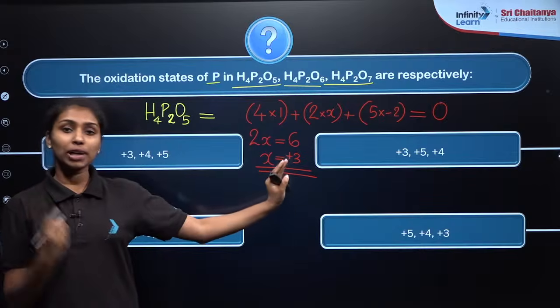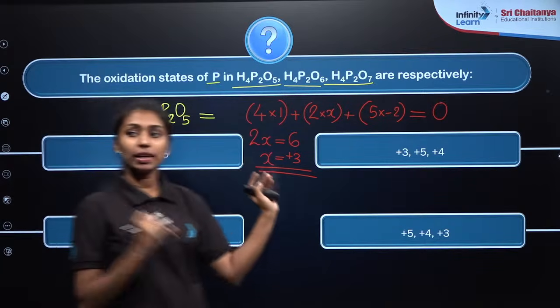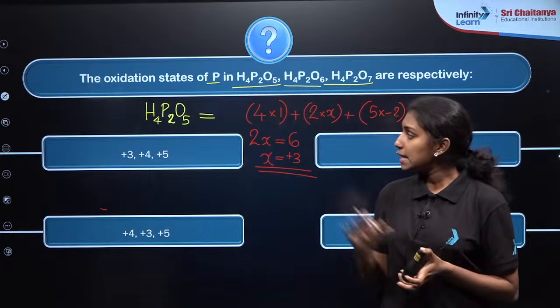Is that clear? How to calculate the oxidation state of any element given in a particular compound? Is that clear?